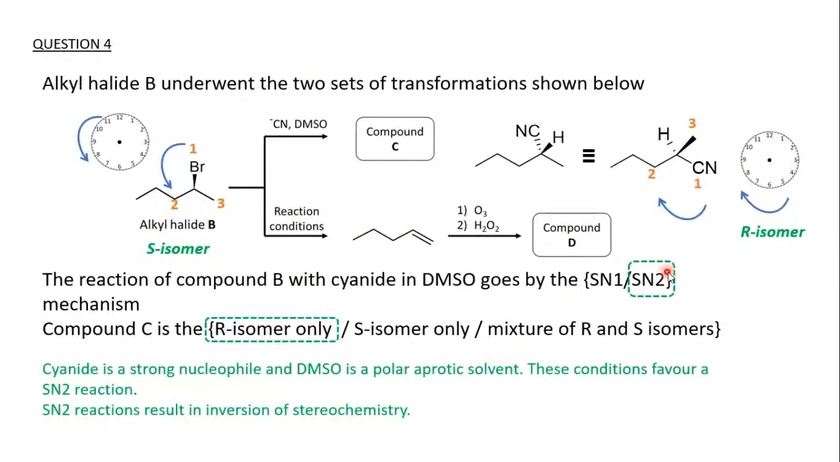It's going to be an SN2 reaction. This S isomer is going to be converted to the R isomer.